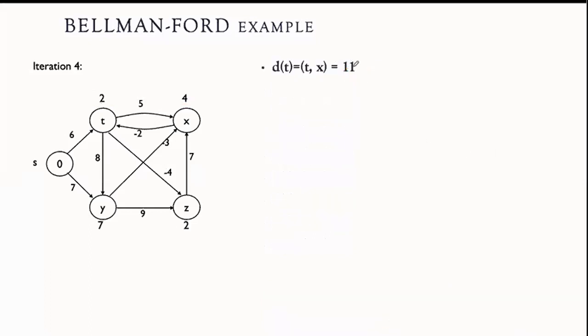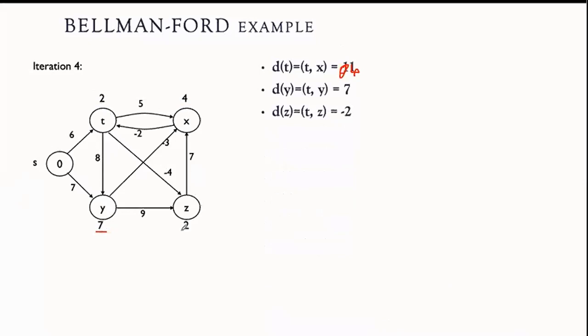T to x. Again, it should be 4, not 11. Okay, t to x, distance is 4. No need to update. T to y. 2 plus 8, 10. Already 7 is less than 10. No need to update.